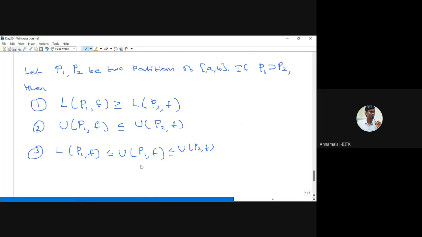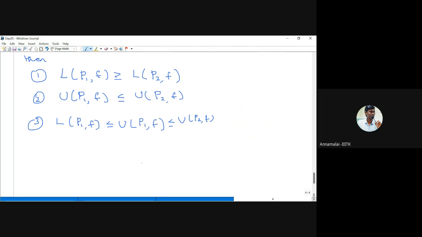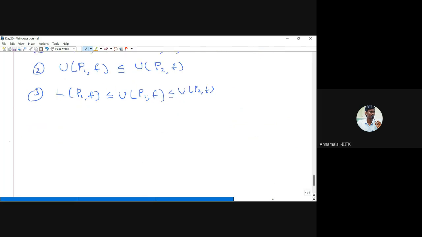Now, one more sum is there, that is the oscillatory sum. The oscillatory sum is nothing but the subtraction of the lower sum from the upper sum. We define the oscillatory sum. The oscillatory sum is denoted by W of P comma f, with respect to the partition P, and is nothing but the upper sum minus the lower sum. The upper sum minus the lower sum is defined to be the oscillatory sum. Okay.